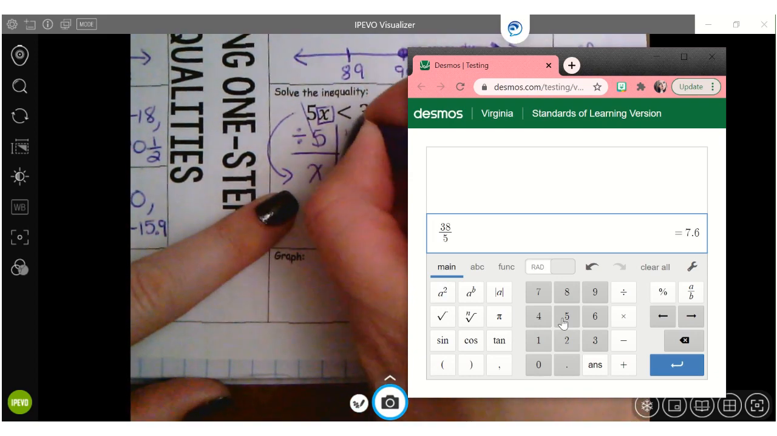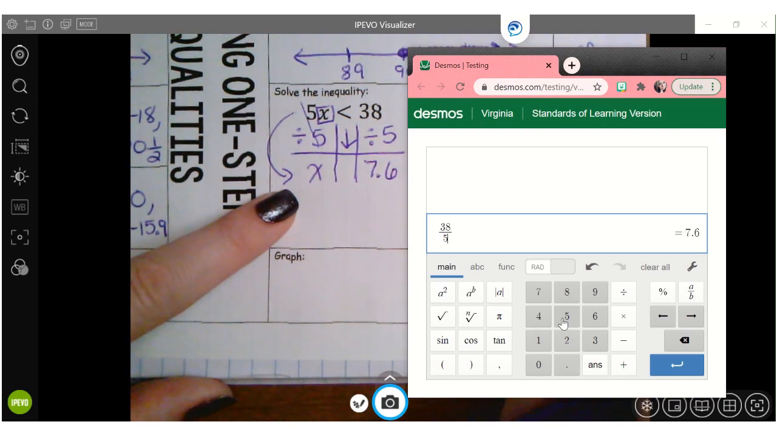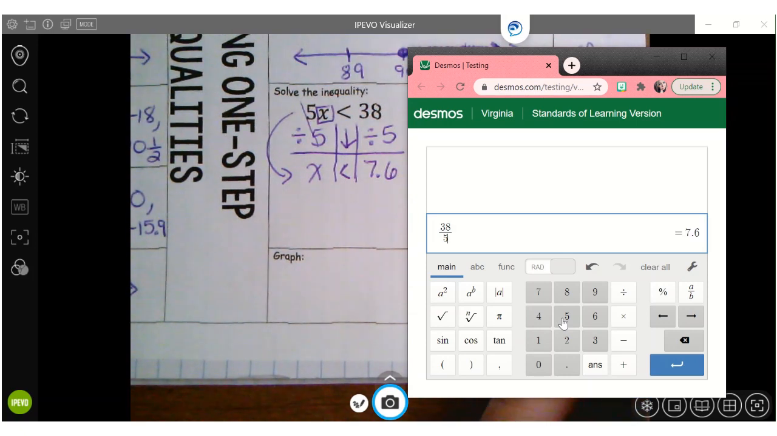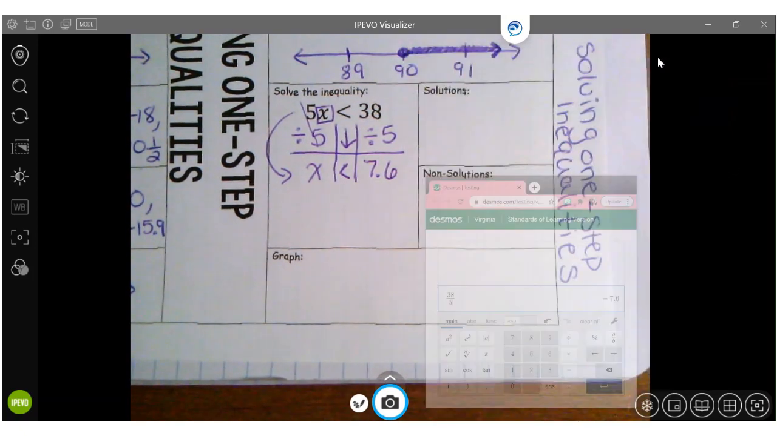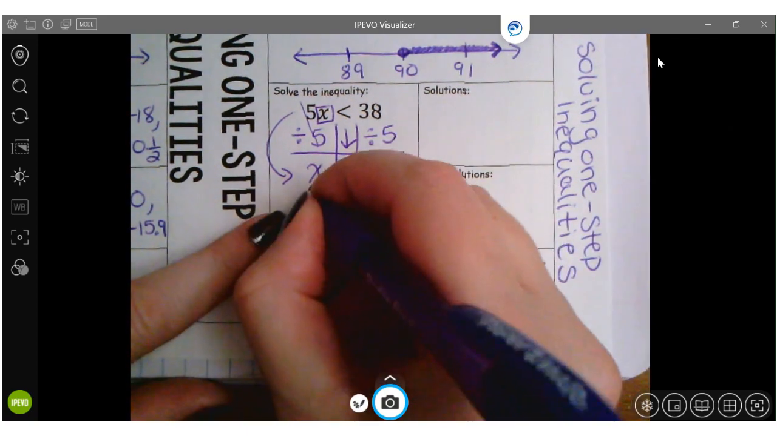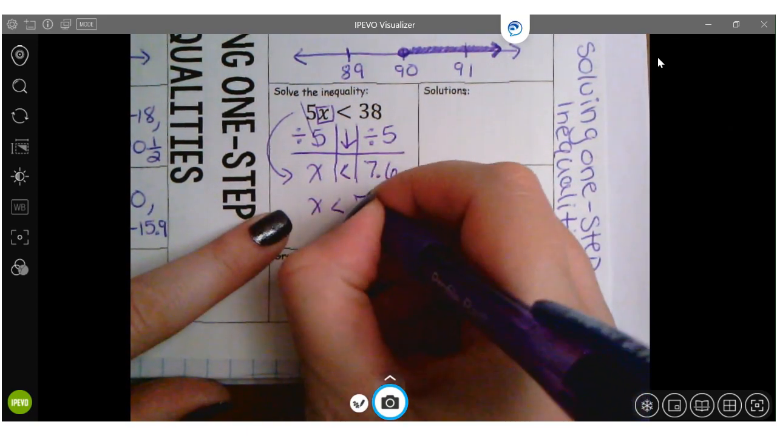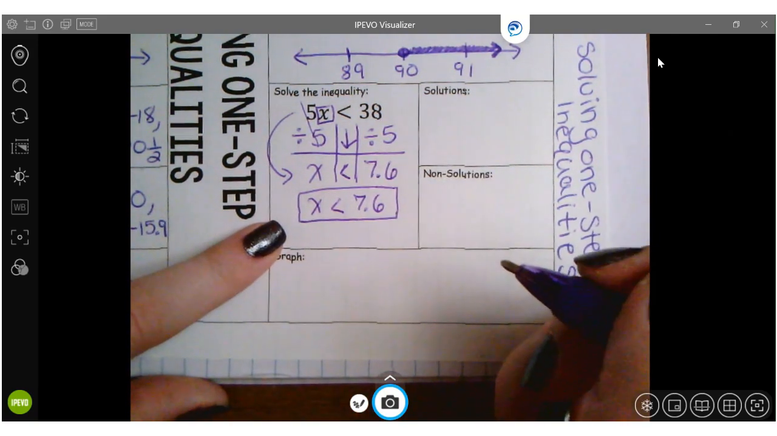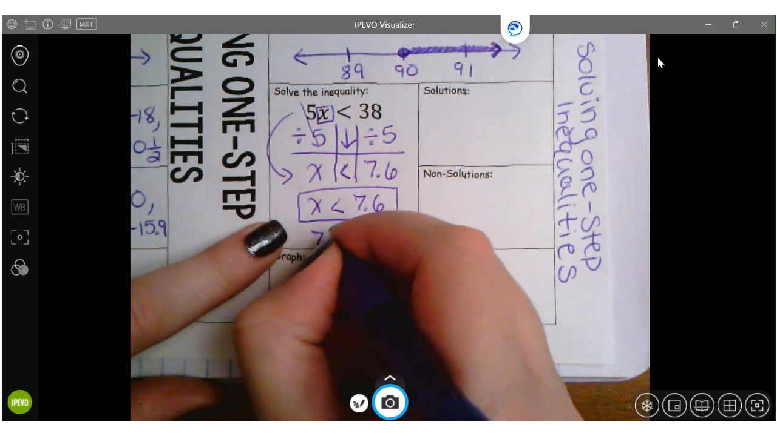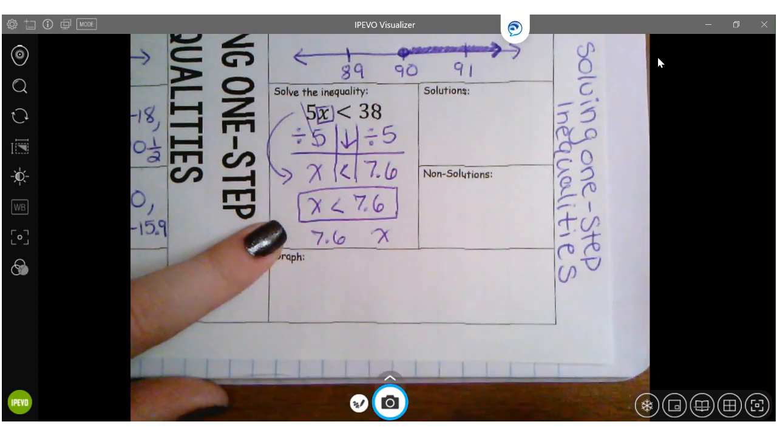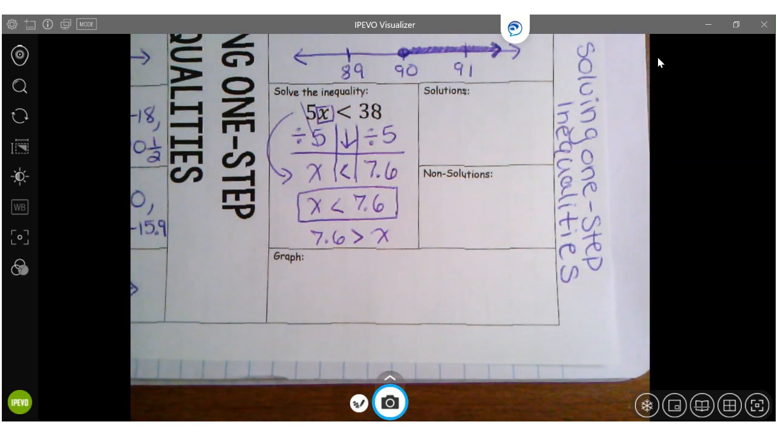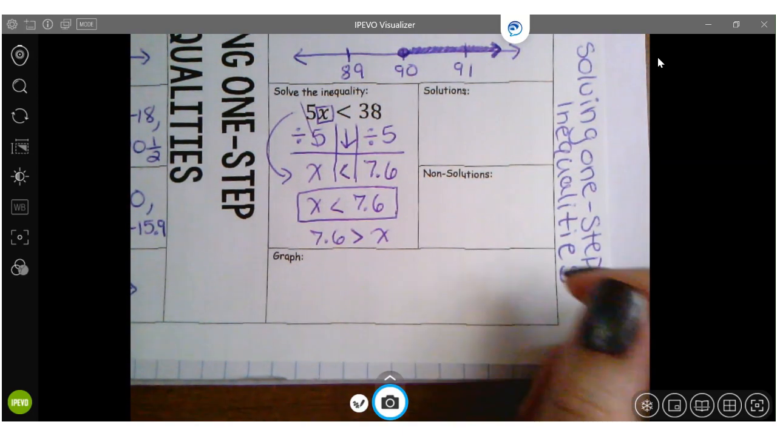So I would carry down my inequality symbol, just like in my other examples. I would carry down that less than sign, so x is less than 7.6. I'm going to move this out of the way now. So x is less than 7.6. Again, I can practice rewriting it the other way in case I ever need to switch it around. I would have 7.6 on the left, x on the right, and I would flip my symbol around as well. It would still be chomping the 7.6, so it would become a greater than sign. If x is less than 7.6, that means 7.6 has to be greater than x.